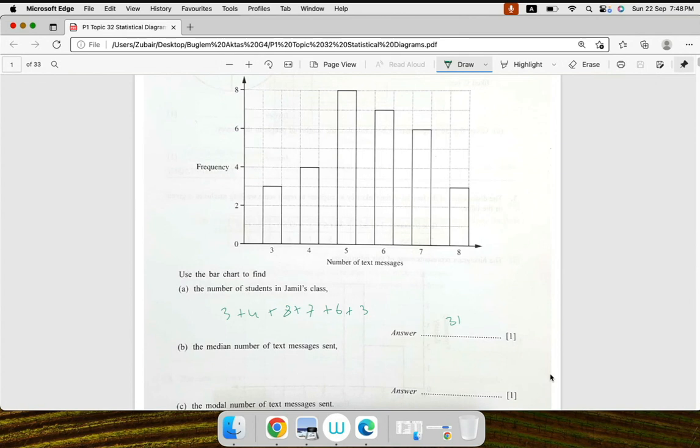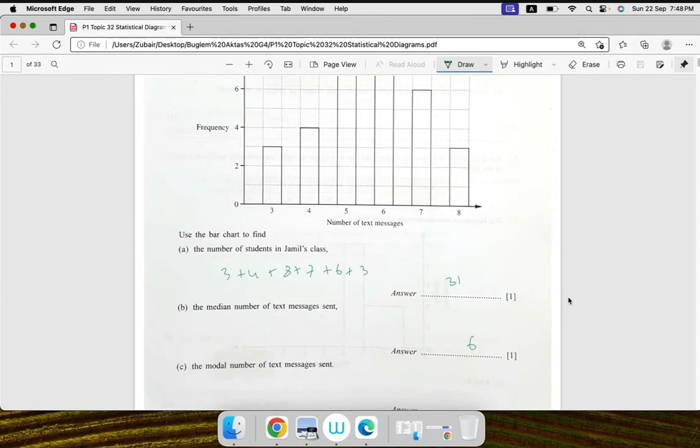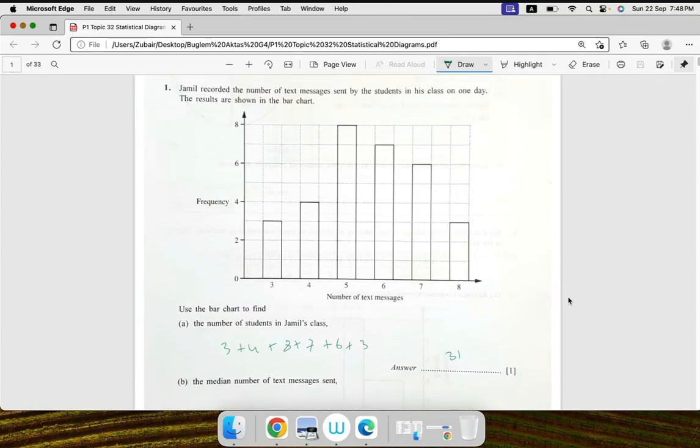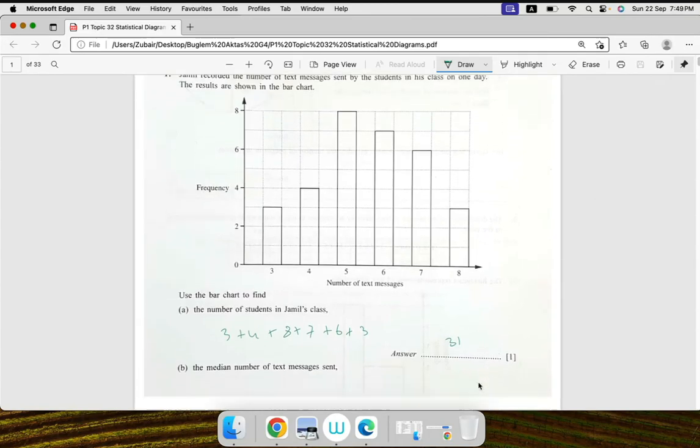Six. So median: 15, 3 plus 4 is 7, plus 8 is 15, 6. That's right. Mode, the number of text messages sent. 5. Very good.